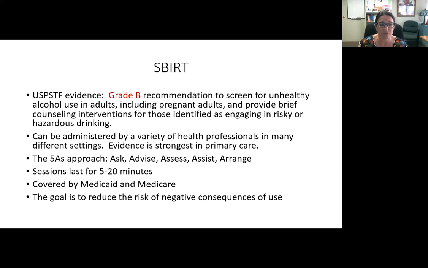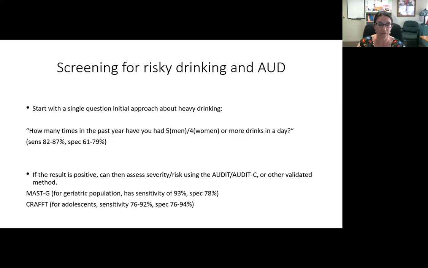And the goal is to reduce the negative consequences of use. Really, this has been shown to be most effective before a use disorder has developed. We may find people with that when we're screening, but we want to intervene even before that occurs.